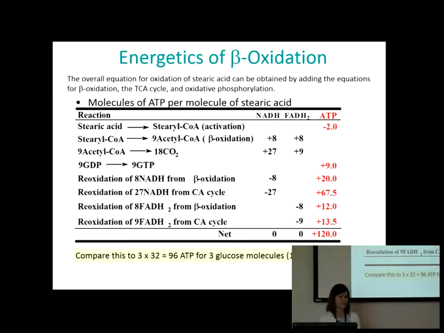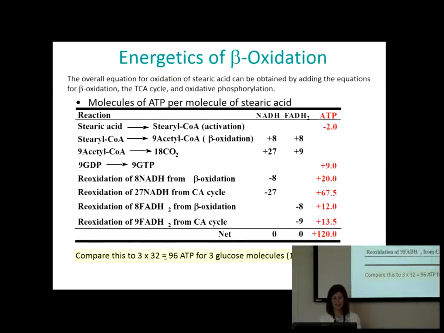I just want to verify, so 18 carbons, it's 8 cycles, and you get 9 acetyl-CoAs. That's right. And then these 9 acetyl-CoAs go into the citric acid cycle. That's right. So 18 carbons gives you 8 beta oxidation cycles and 9 acetyl-CoAs. I know it can trip you up a little bit. That's something you're going to have to stick in your head because it can throw you for a loop. And then we all know what you get out of the citric acid cycle.